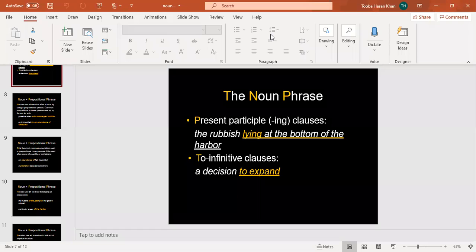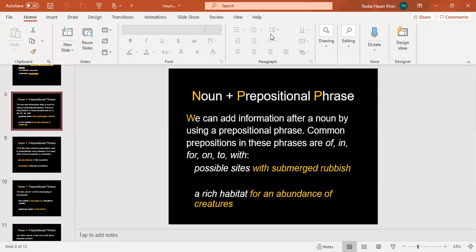For now, we will be focusing on nouns and the prepositional phrases. We can add information after a noun by using a prepositional phrase. Common prepositions in these phrases are of, in, for, on, to, with. For example, possible sites with submerged rubbish. Rubbish means trash. A rich habitat for an abundance of creatures. Now, in these two examples, sites and habitat are both nouns. The highlighted yellow words are the prepositional phrase that are coming after the noun.